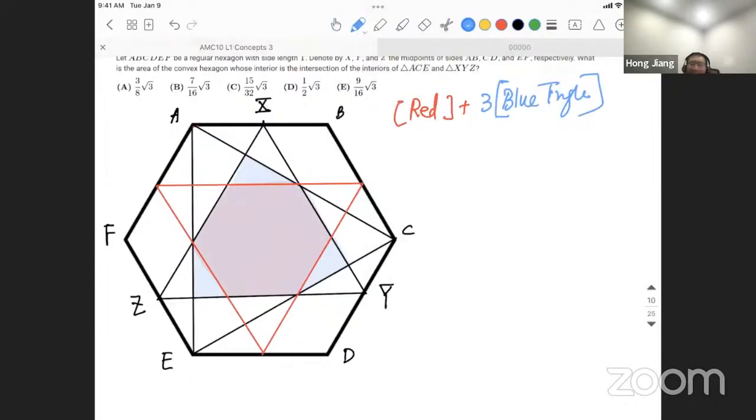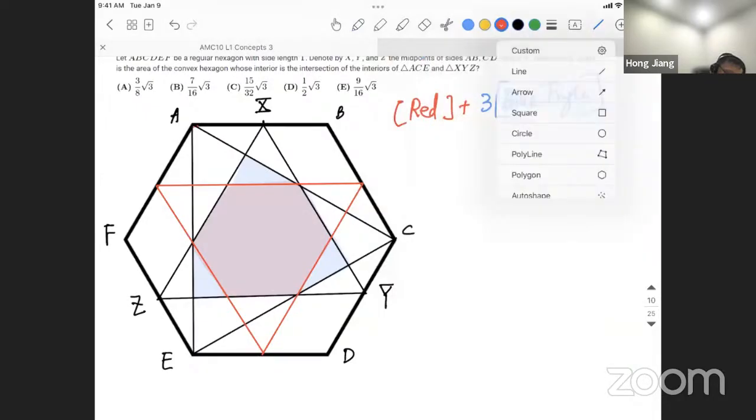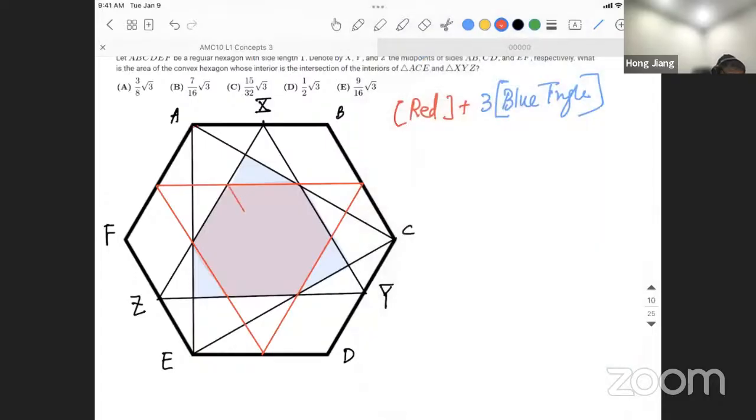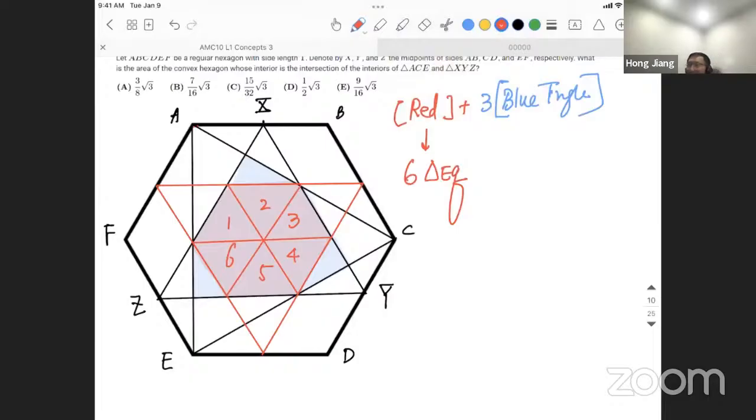But how can I make this out, right? This is actually something so important. Let's get started. Don't be worried. The internal one, the red one, I think you already know what to do. We already talked about it. The red one, you can break it using lines: 1, 2, 3, 4, 5, 6. The red one is actually 6 equilateral triangles, right? So what about the 3 blue ones? The 3 blue ones are actually what? 1.5 right triangles. Is it right?